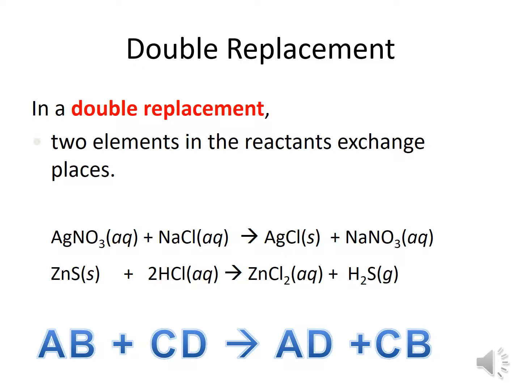Another possibility is to generate a gas from part of one chemical and part of another. For example, zinc sulfide and hydrochloric acid: the hydrogen from the HCl and the sulfur from the zinc sulfide could get together and form hydrogen sulfide gas, which would be evolved as a gas. That would leave the zinc and the chloride as the only two chemicals left, and they would then combine to make zinc chloride. So these have the general format of AB plus CD yields AD plus CB.